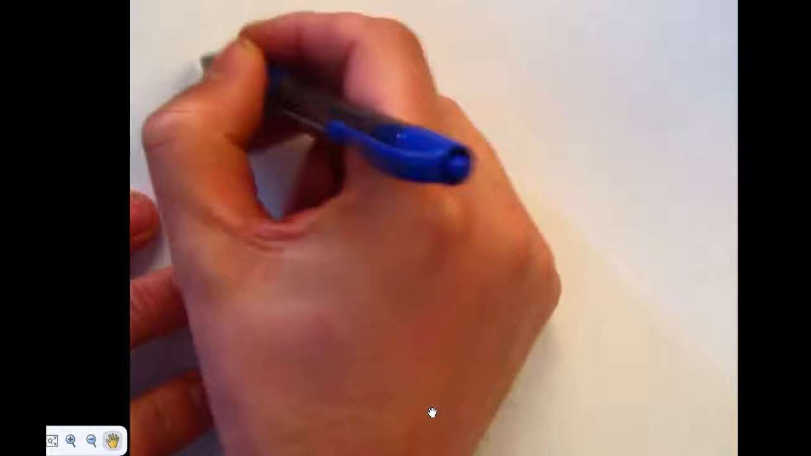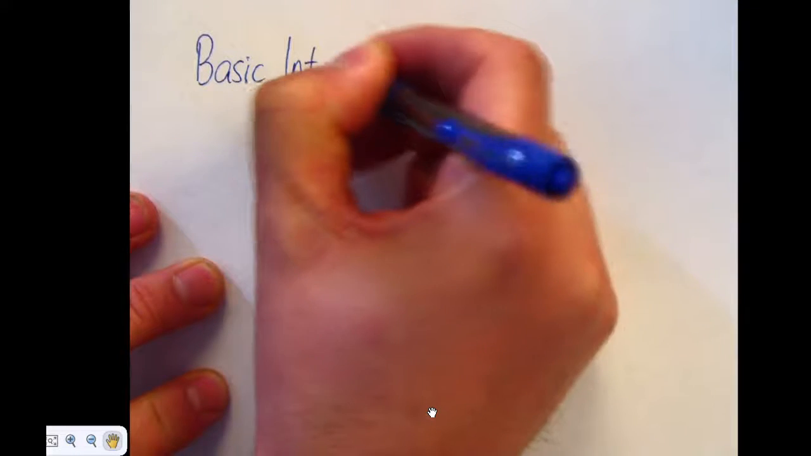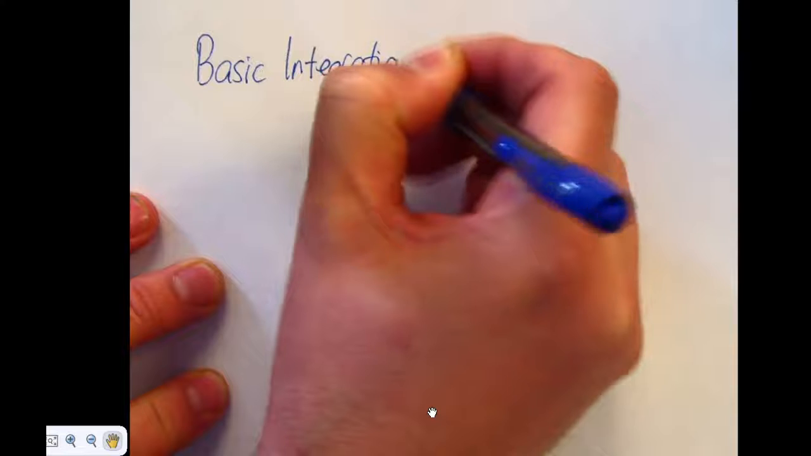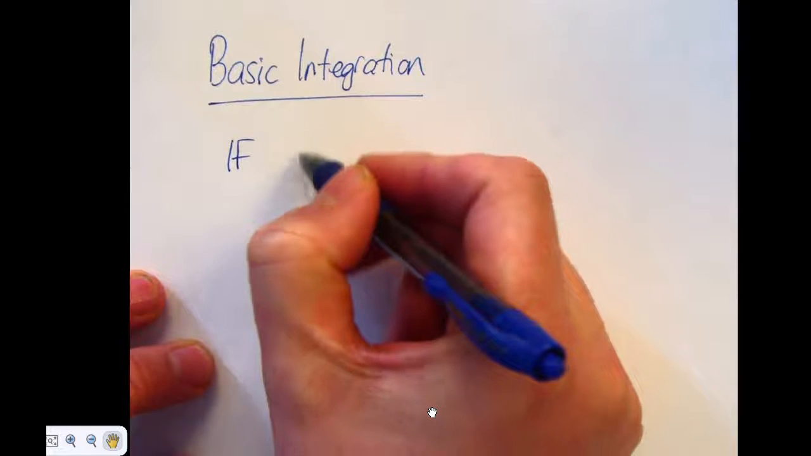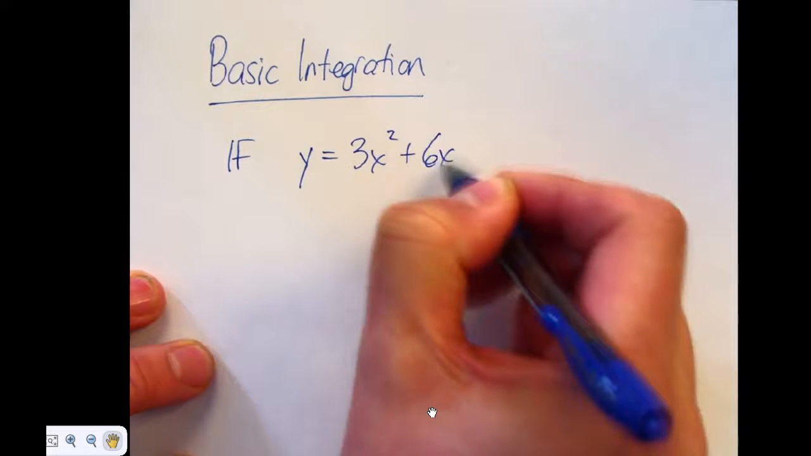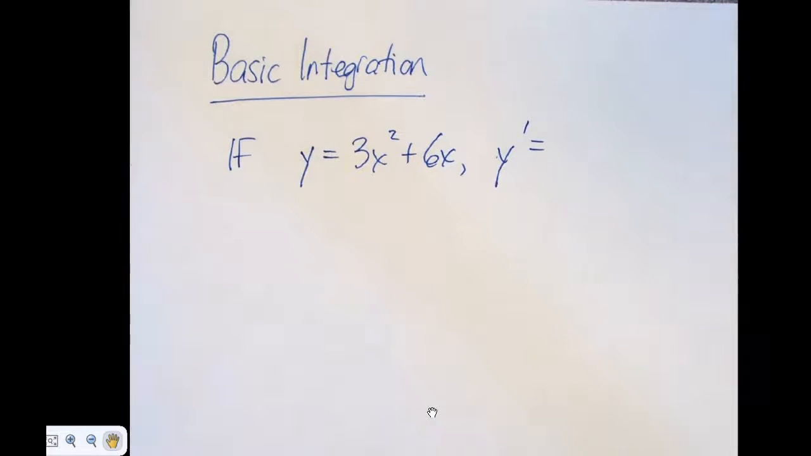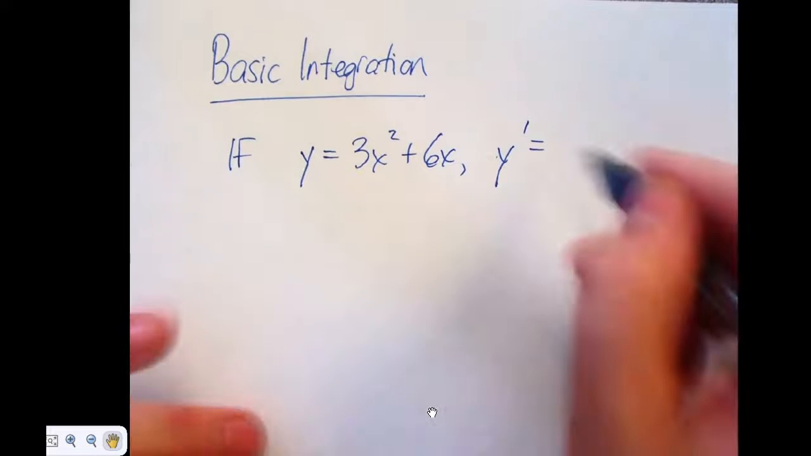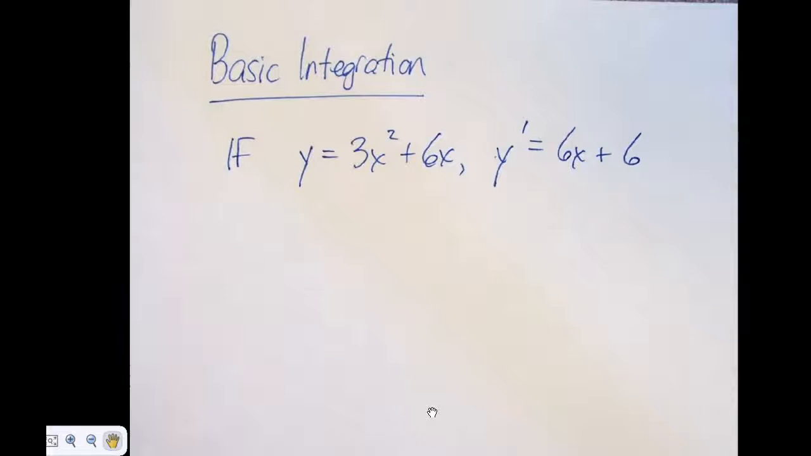So let's call it basic integration. So if y equals x squared plus 6x, then I know that y prime equals what? 6x plus 6. Good job. You all learned something first semester.